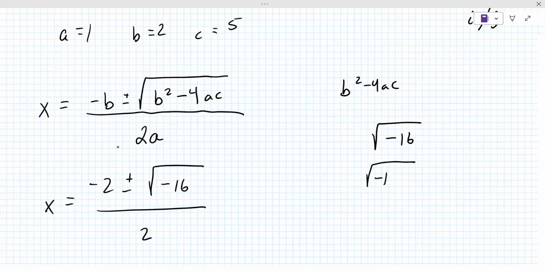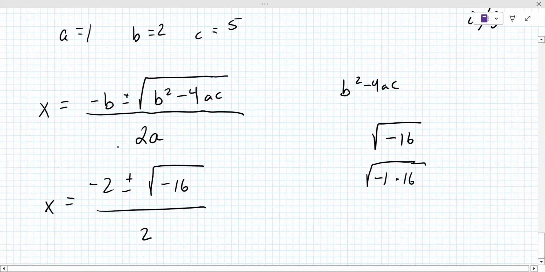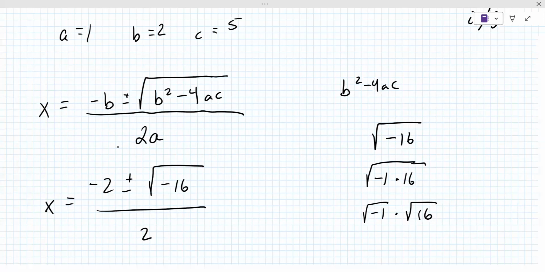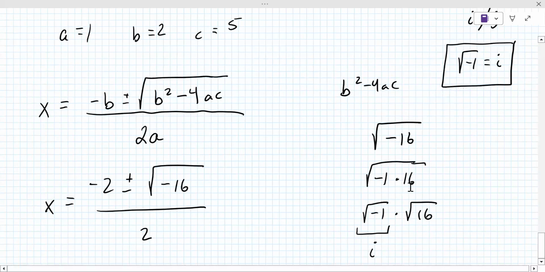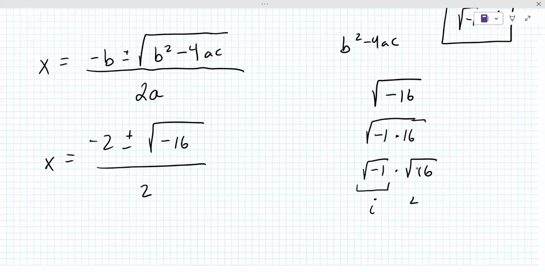It's the square root of -1 times 16, and you can break that apart as the square root of -1 times the square root of 16. And that's where you have to remember the i thing. So the square root of -1 is i. That's something you'll have to remember here for a while. All right. Square root of 16, that's 4.